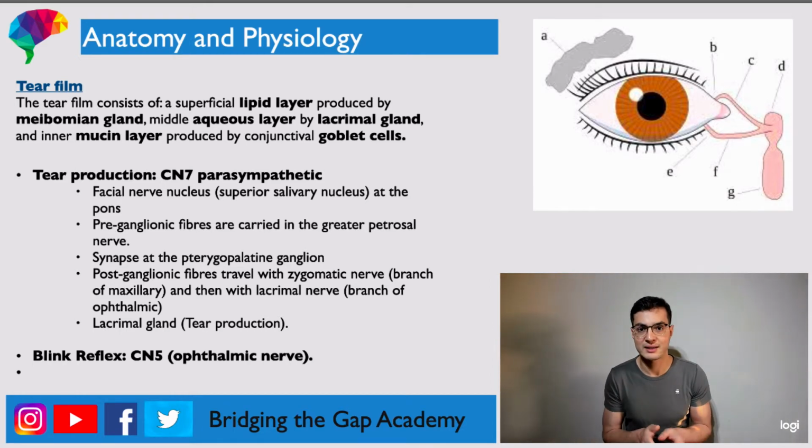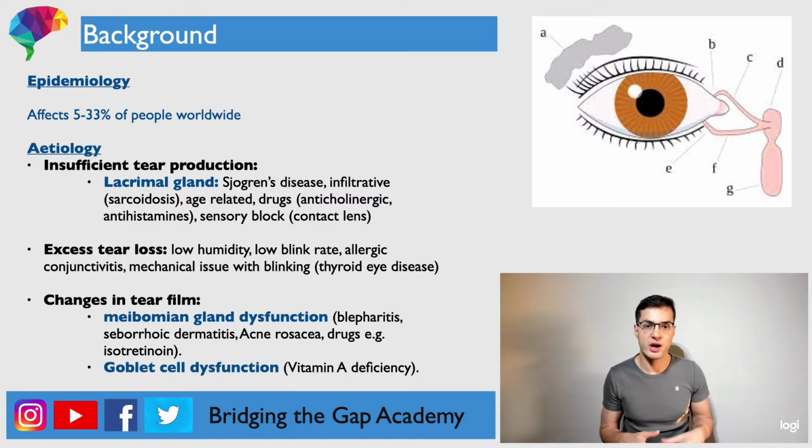Another important reflex that we have is the blink reflex. Now, blinking helps distribute the tears all around the eyes. And blinking is mediated voluntarily, I can blink right now, as well as a reflex through the first division of the trigeminal nerve. As we said before, dry eyes happen in 5 to 33% of people worldwide.